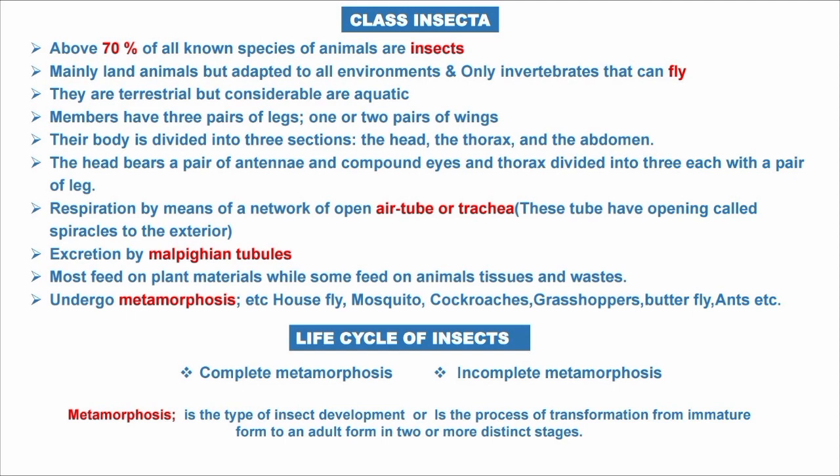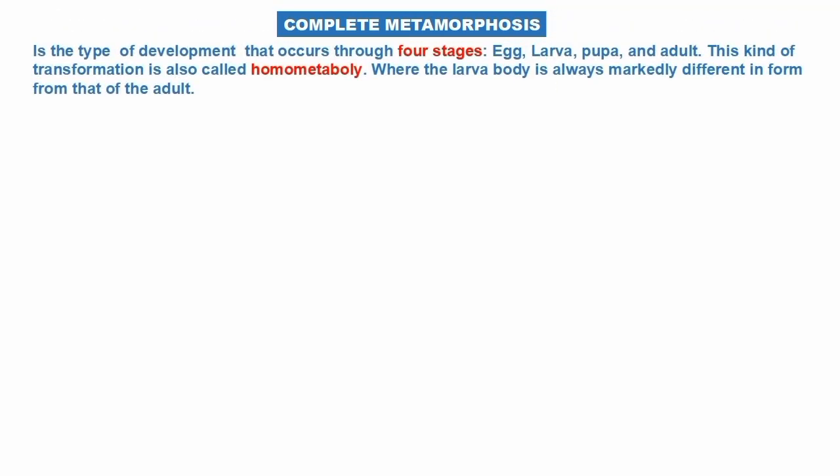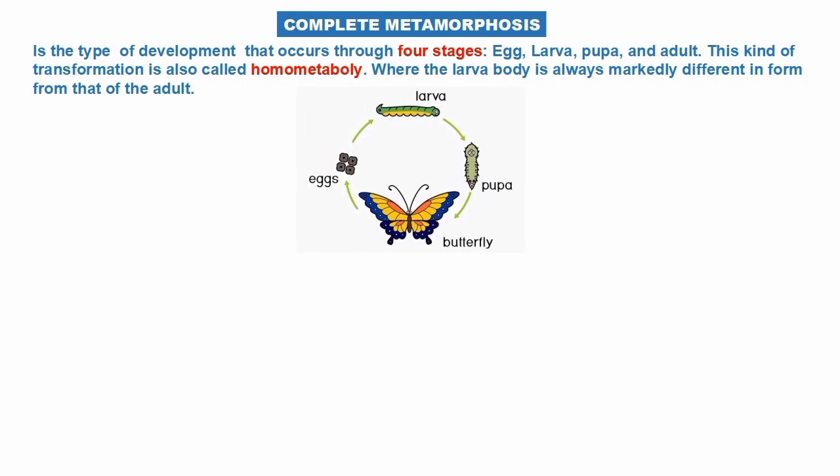Metamorphosis is a type of insect development, the process of transformation from an immature form to an adult form, into a more distinct stage. This is what is called metamorphosis. Complete metamorphosis is a type of development that occurs through 4 stages. You have to take note of this. The stages are egg, larva, pupa, and adult.